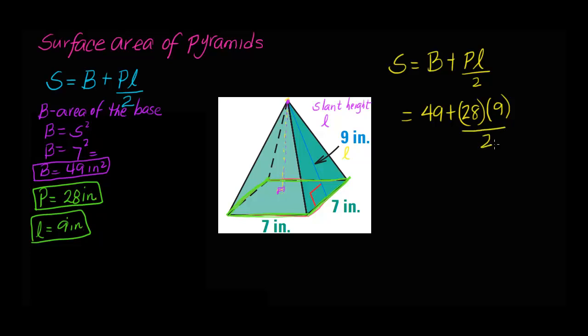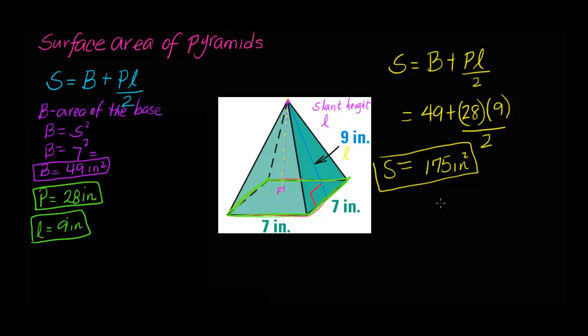divided by 2. Now we need to use order of operations. We first multiply 28 times 9, and after you multiply those two values, you divide by 2. Once you've divided by 2, then you can add the 49, and you should get a result of 175 square inches. That is the surface area for this pyramid.